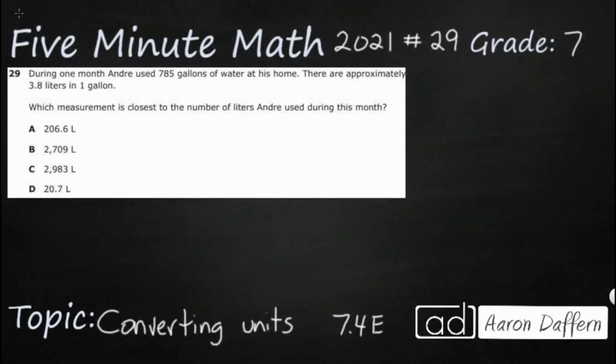Today we are looking at the 7th grade concept of converting units. This is standard 7.4E in the great state of Texas, and we are using item number 29 off the 2021 released STAAR test. If you have not done so already, please go ahead and take a moment to pause the video, work this problem out on your own, unpause it, and then we will look at our answers together.